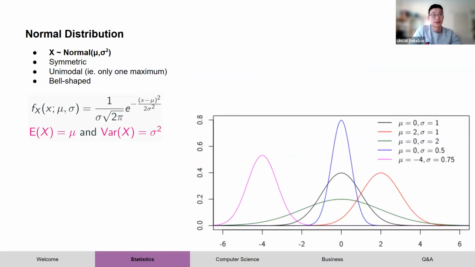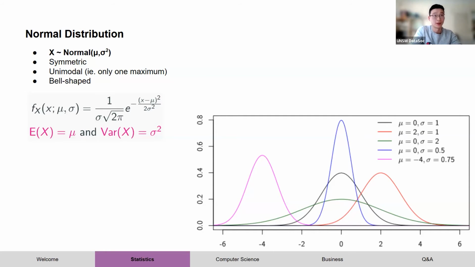Now, moving on to continuous distributions, you also have the normal distribution. In this case, the normal distribution is given by parameters mu and sigma squared, where mu defines the mean of the distribution, or where the distribution is centered, and sigma squared gives the variance, so how spread out your distribution is. The normal distribution is quite useful in that it's symmetric, and it's also unimodal in that it has one peak.